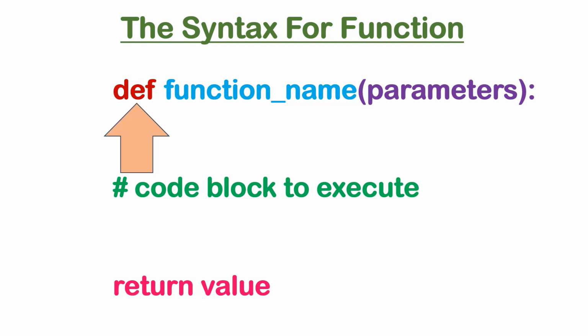Now I will tell you, def is the keyword used to define a function, and function_name is the name of the function. Parameters, which are optional, are input values that the function can accept. The code block inside defines what the function does. The return statement is optional, used to return a value from the function.